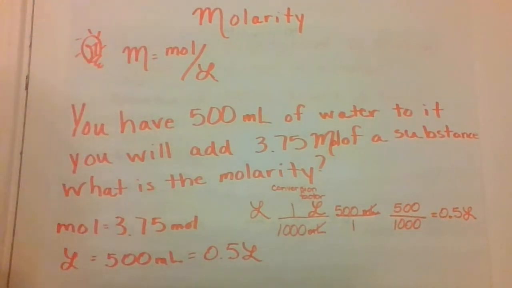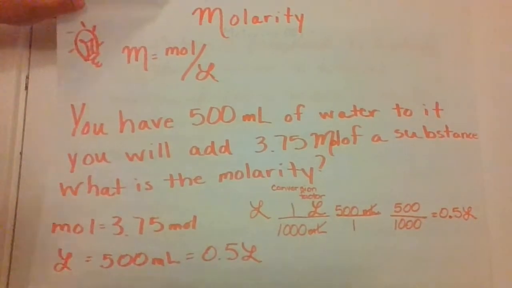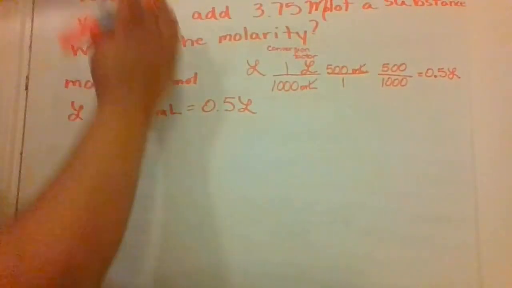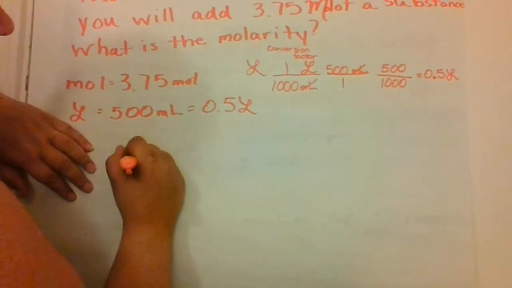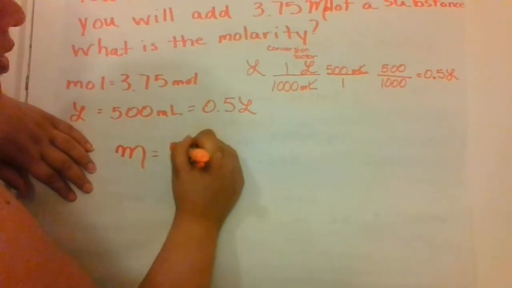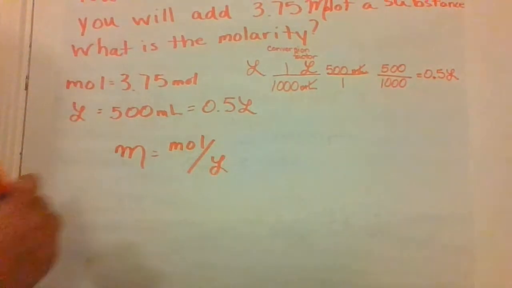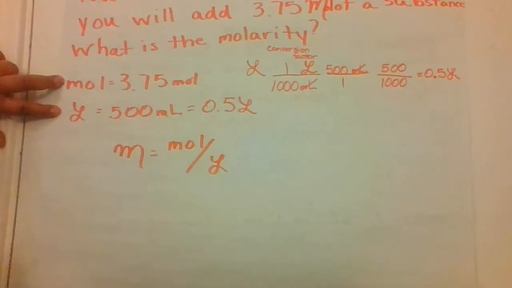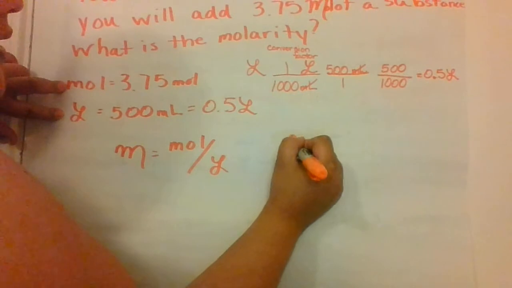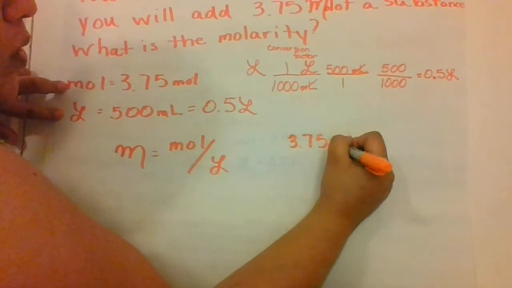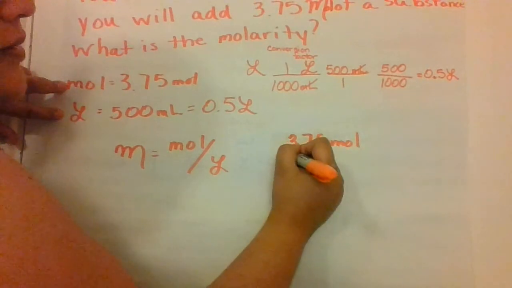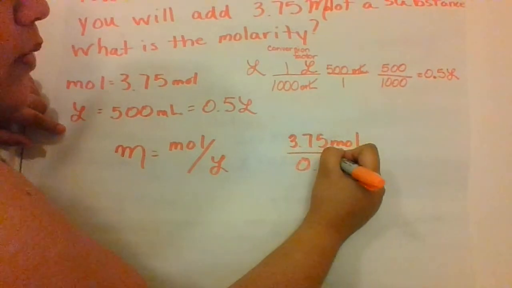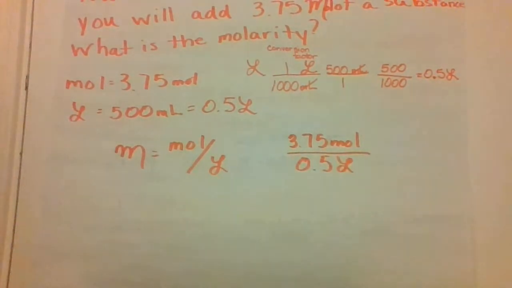So we've done all the work to get all of our units to be what we need for the formula. Let's go ahead and actually fill that in and solve this equation. For molarity, it's going to be moles over liters, and at this point it is simple plug and chug. Going back to your notes, fill in your figure for moles, which would be 3.75 moles, all over our liters, so we have 0.5 liters.